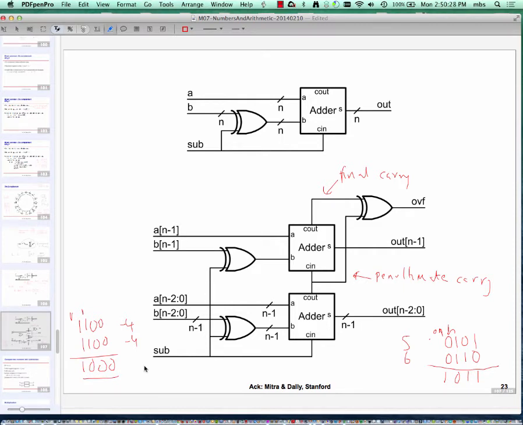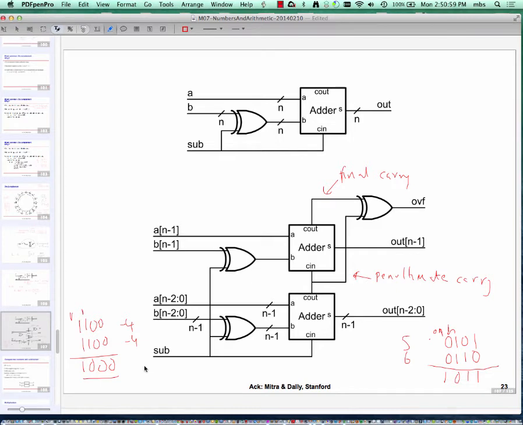So that makes sense. I'm not going to go through the proof of it, although you can show it with algebra, but the overflow logic is that you look at the final carry and the penultimate carry, and if the two are the same, then no problem. If the two are different, then there is an overflow or an underflow. If you add two very negative numbers, same problem. If you add two very positive numbers, you can have overflow.